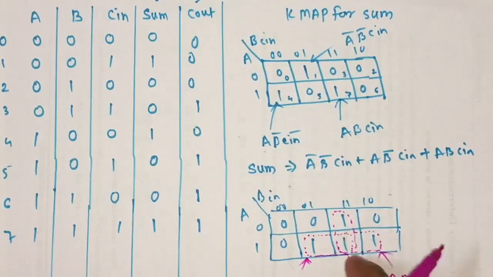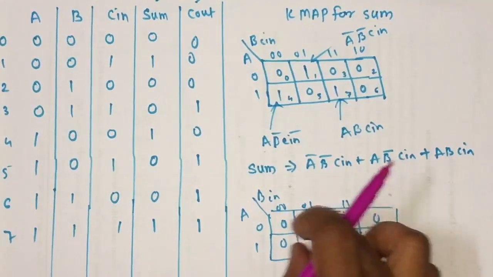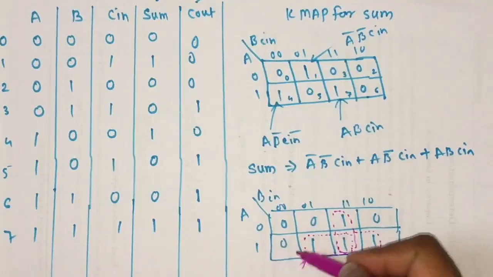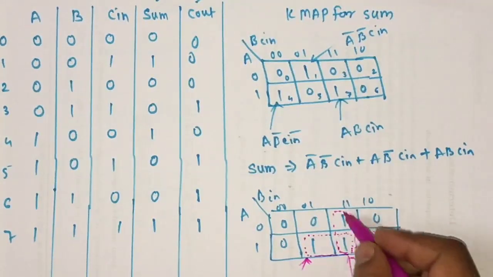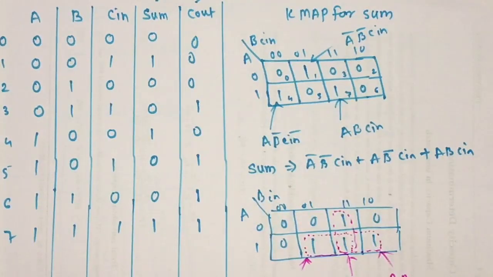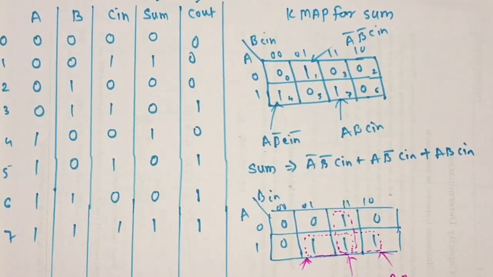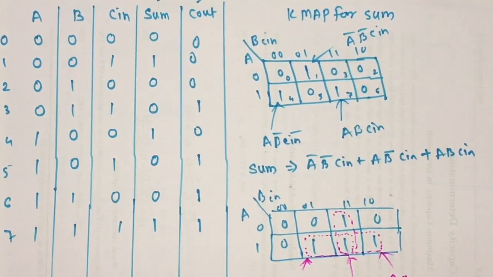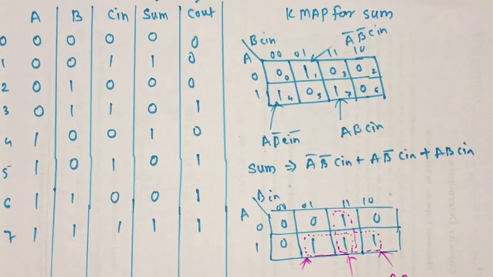For that third pair the equation is what? We cannot take the common in between these two rows, so neglect it and just take the column value, that is 1 1 1 1, which means it is B, C in. The final equation for carry, that is C out, is the addition of these three: A, C in plus B, C in plus AB. So this is the equation for sum and the equation for carry.